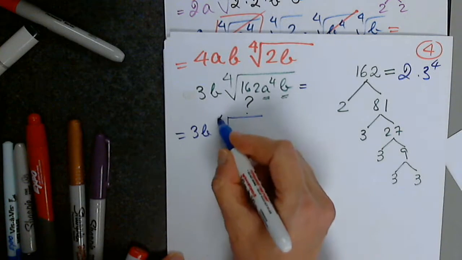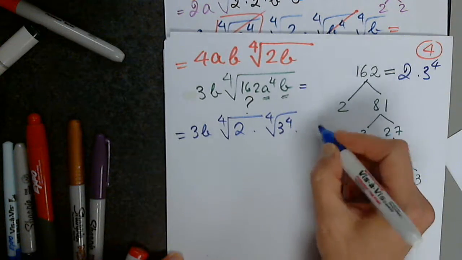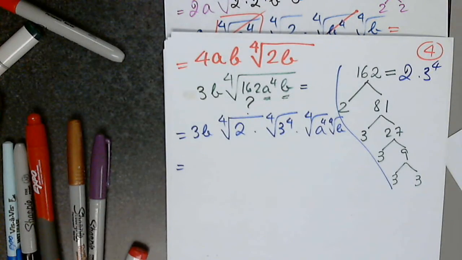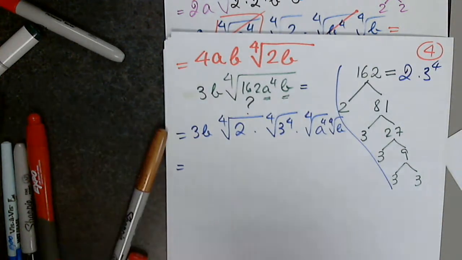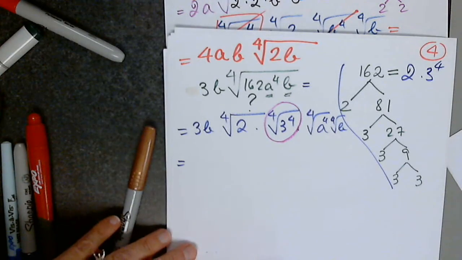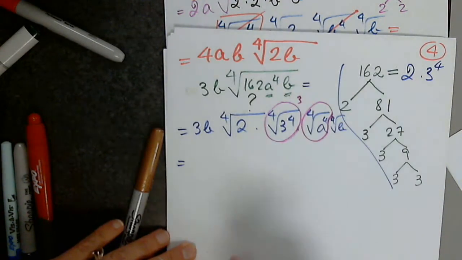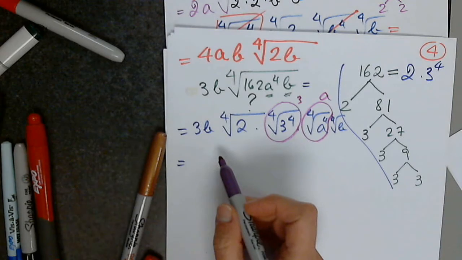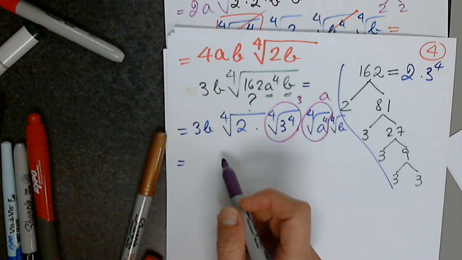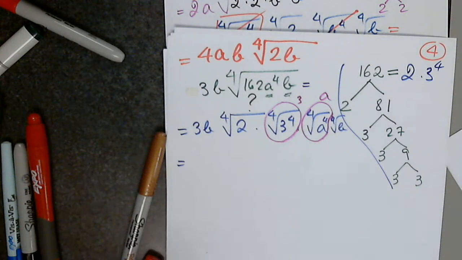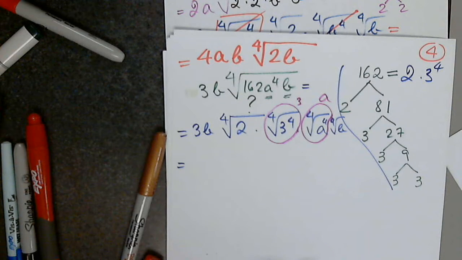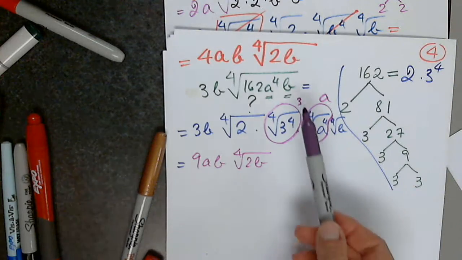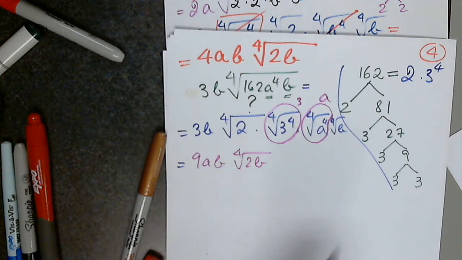So now I go back. I have 3b, the 4th root of 2, the 4th root of 3 to the 4th, the 4th root of a to the 4th, times the 4th root of b. What is this? 3. What is this? Very good, assuming everything is positive. So what would be the simplified form of this radical? Tell me what to write. Without writing it will be difficult. Just looking may not work. Okay, so 9ab, the 4th root of 2b. So there is a 3, there is a 3, there is an a and a b in front, and the 4th root of 2 times the 4th root of b.